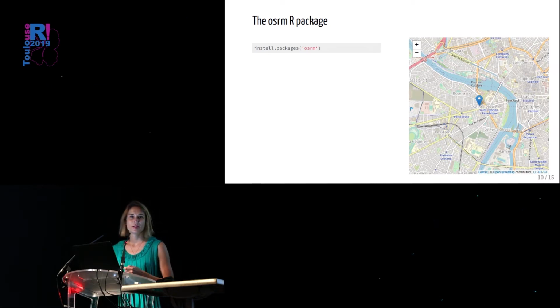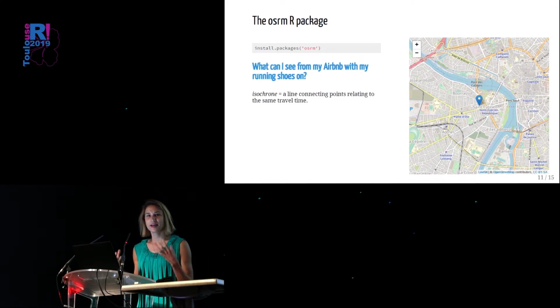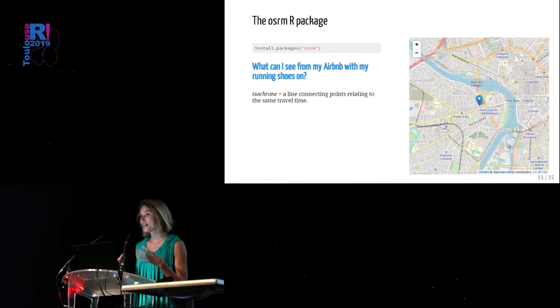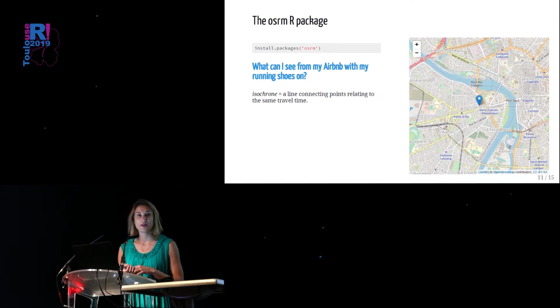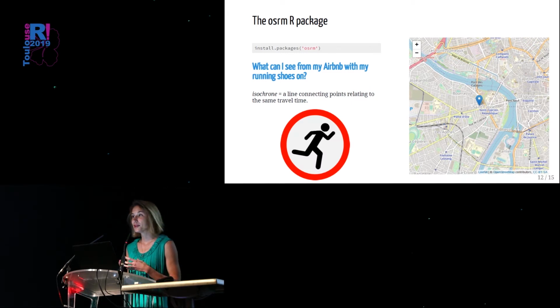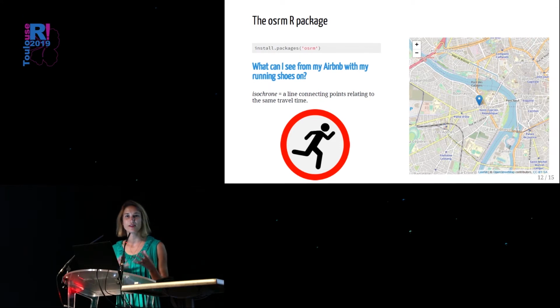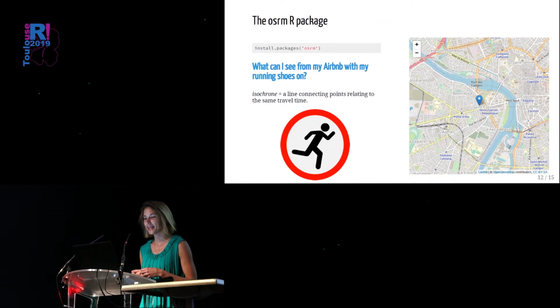So if we circle back to my question from the beginning, what I want to do is see what can I see from my Airbnb in St. Cyprien with my running shoes on. And I'm going to do this by generating a series of isochrones. So an isochrone is a line connecting points relating to the same travel time from a central location. If you remember in the beginning, we used the foot profile, but now I want to run. So I created my own custom profile for myself using speeds of on average 12 kilometers per hour, and then extracted the metadata I needed again.